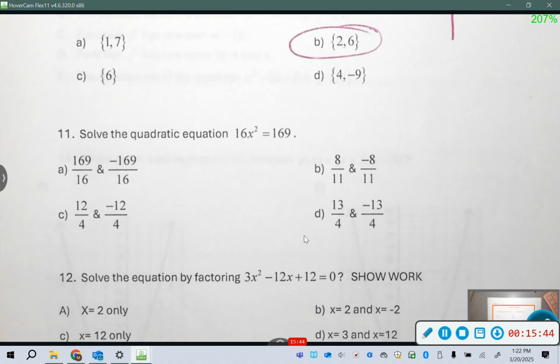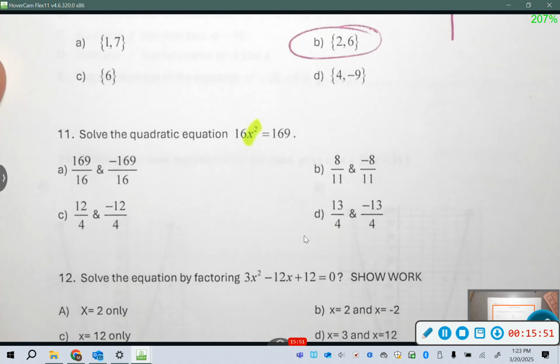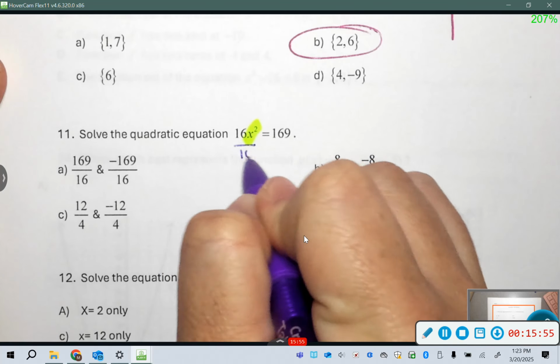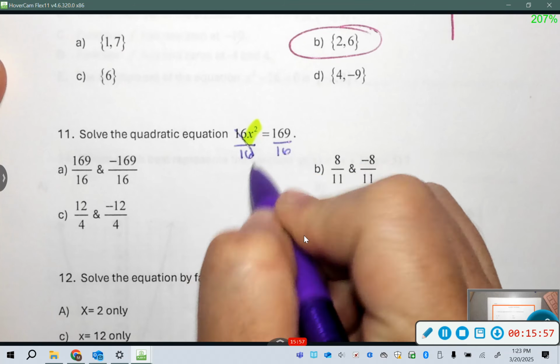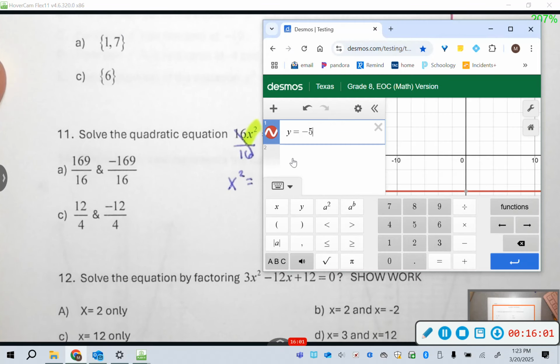Okay. Solve the quadratic equation. So again, it's a square root problem. And I know that I have x squared, so I need to get x squared alone. So I have to get rid of the 16. So I'm going to divide both sides by 16. And I get x squared equals, I'm going to make sure it doesn't simplify. So I get 196 divided by 16.